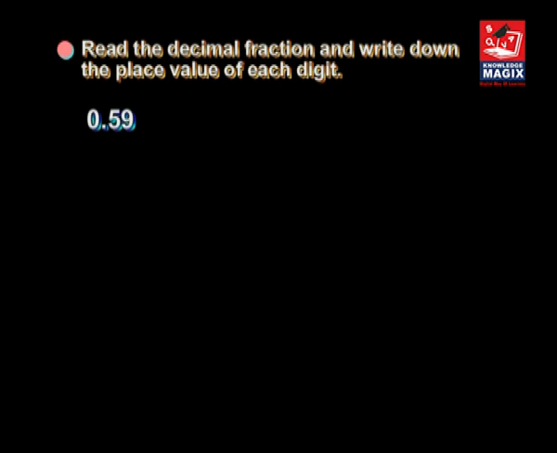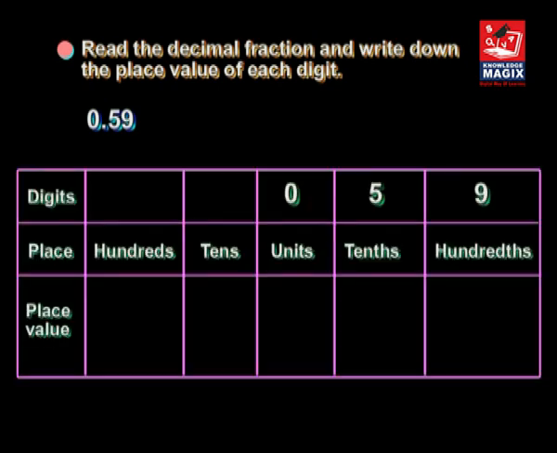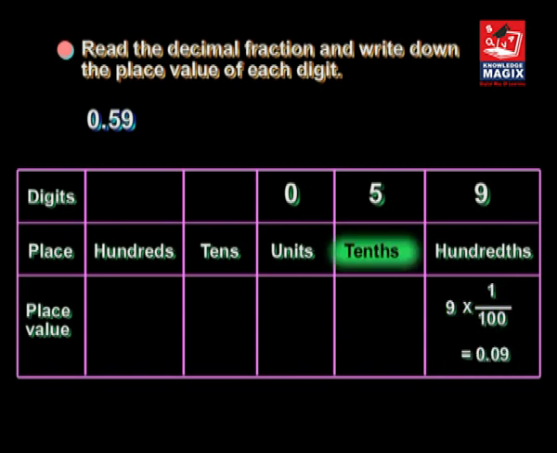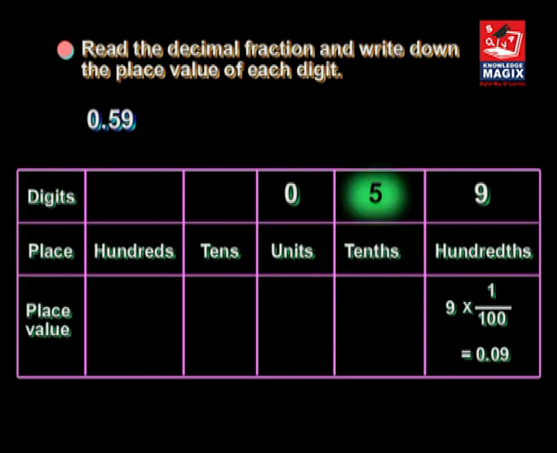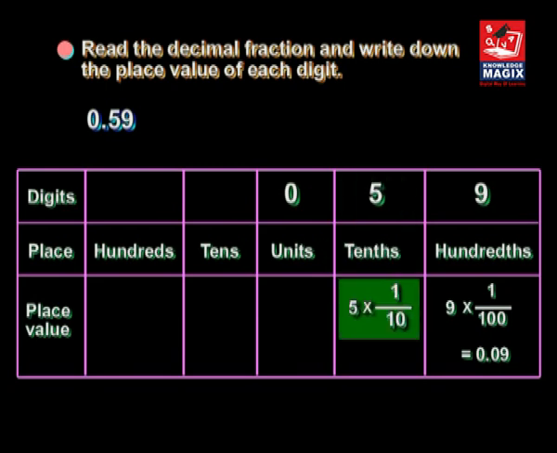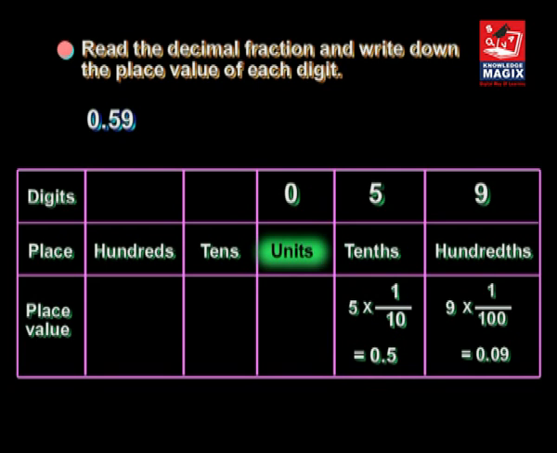Next is 0.59. We'll put the digits in the chart. In the hundredths place the digit is 9. So place value 9 into 1 upon 100 is equal to 0.09. The digit in the tenths place is 5. So place value 5 into 1 upon 10 is equal to 0.5. In the units place the digit is 0. So place value 0.